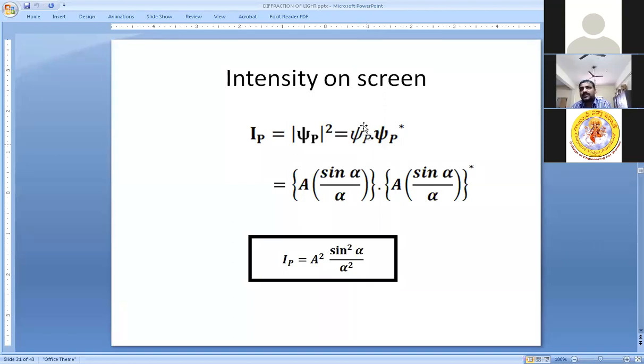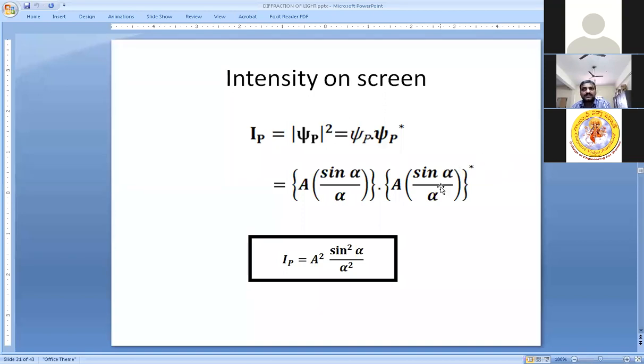When you multiply the original complex function with its complex conjugate, you get a real value. So we are multiplying a sin alpha by alpha, which is the psi p, with its complex conjugate, a sin alpha by alpha with star. It may appear silly to you. Why take this complex conjugate? Just take the square directly, because even after squaring you get the same answer.